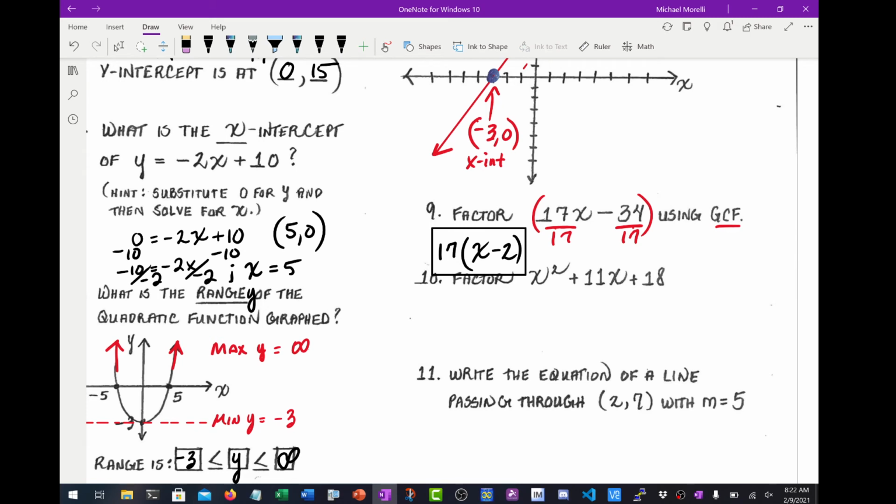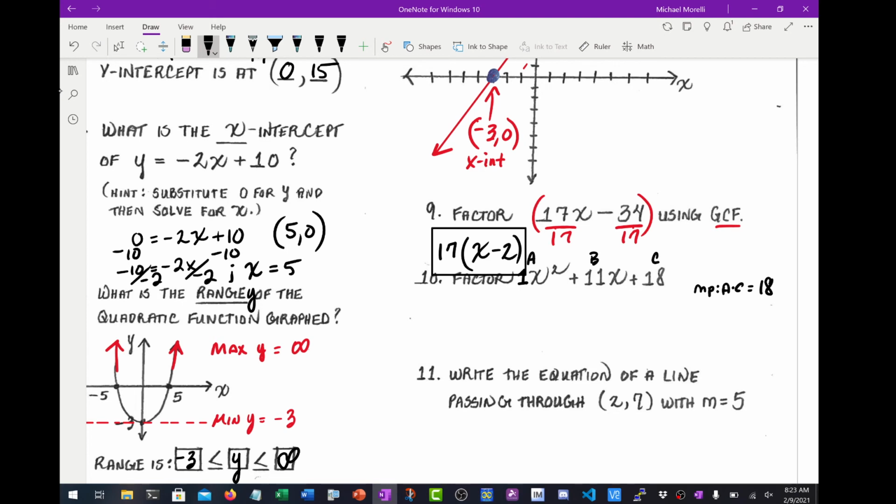Number 10 is a quadratic expression. You need to factor it. So we have to remind ourselves, what was that process? First, you want to compute the master product, which we need to label our points. So this is a 1 in front of this x, and this is an 11, and this is an 18. The 1 is the a, the 11 is the b, and the 18 is the c. The master product is a times c, which is 1 times 18, so that's just 18.